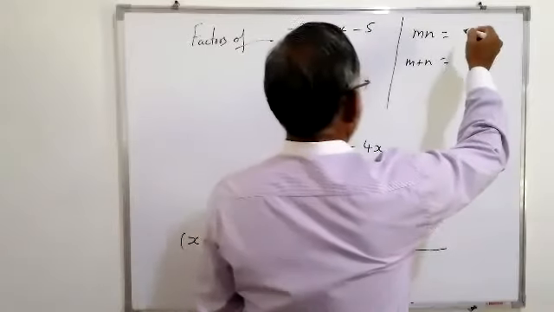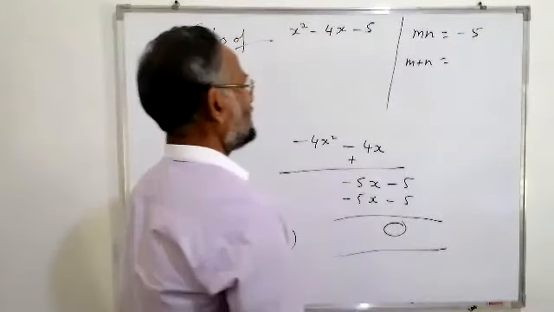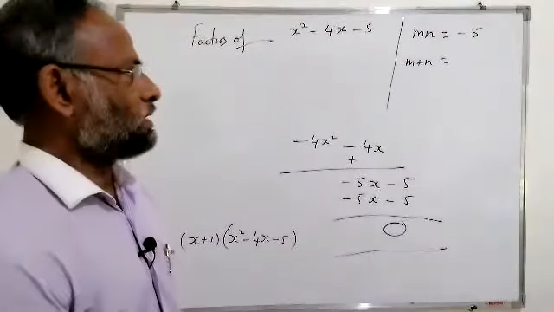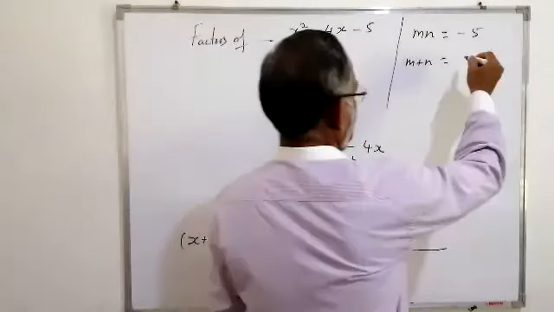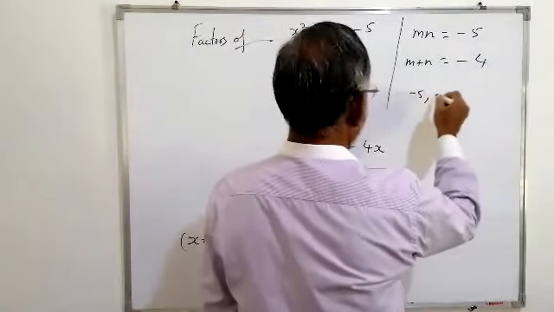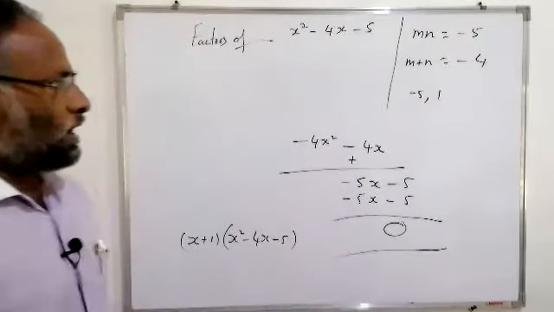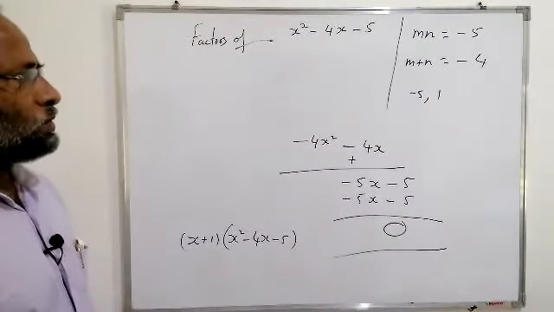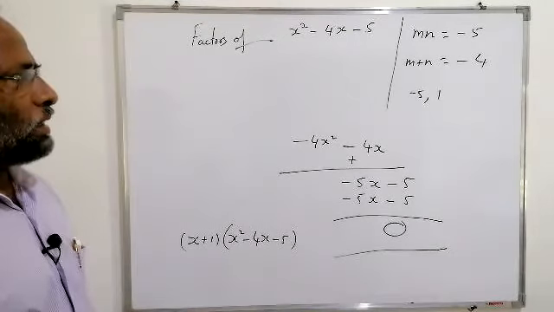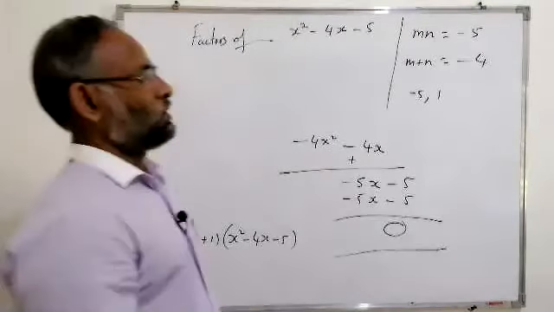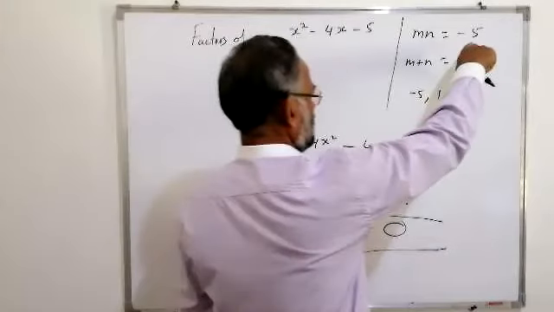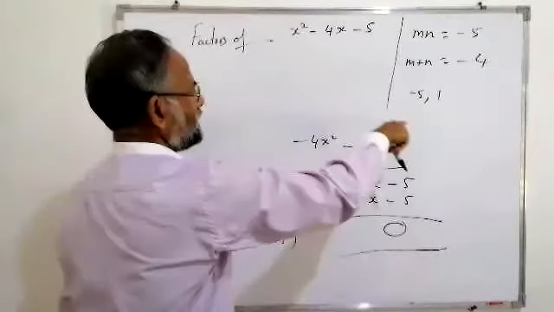Minus 5 into 1. Multiplication is minus 5 into 1, which is minus 5. Very good. And addition: minus 5 plus 1, addition is minus 4. So the numbers are minus 5 and 1. Minus 5 into 1 is minus 5, minus 5 plus 1 is minus 4.